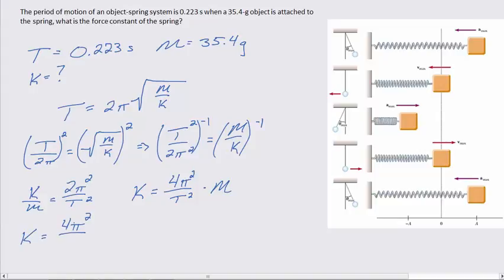So we have 4 pi squared divided by our period squared of 0.223 seconds squared times our mass, once converted to kilograms, of 0.0354 kilograms. So if we multiply this out, we see that our force constant will be equal to 28.1 newtons per meter.